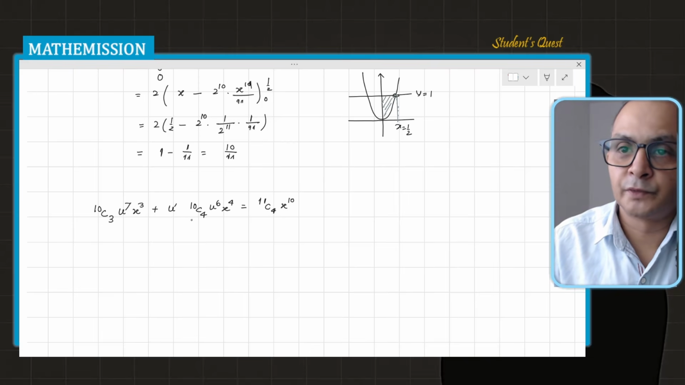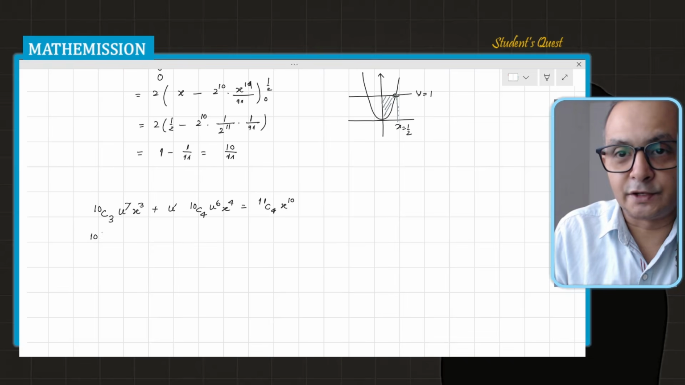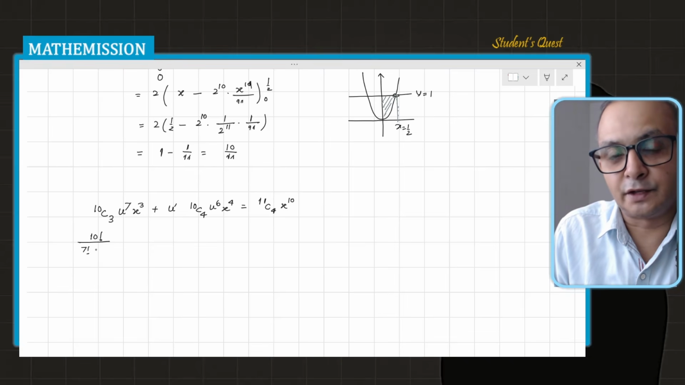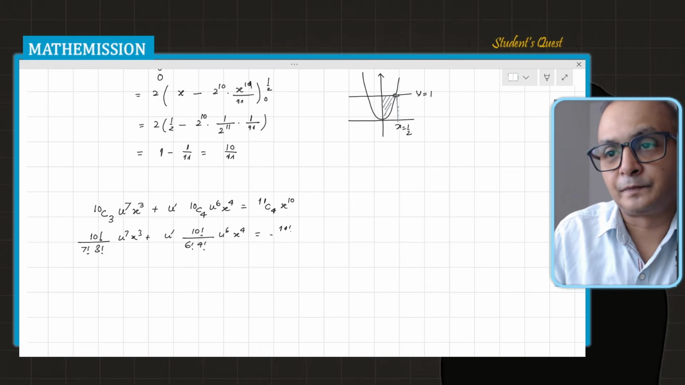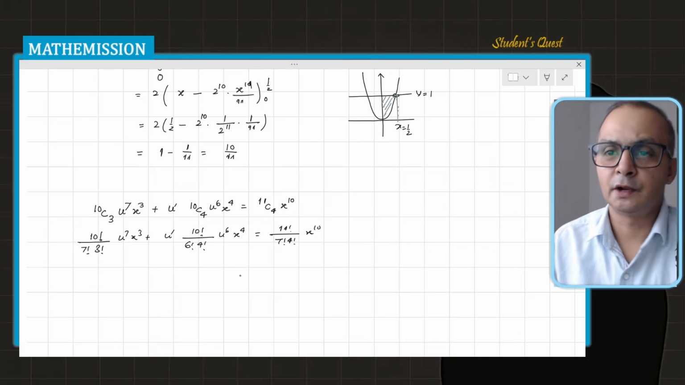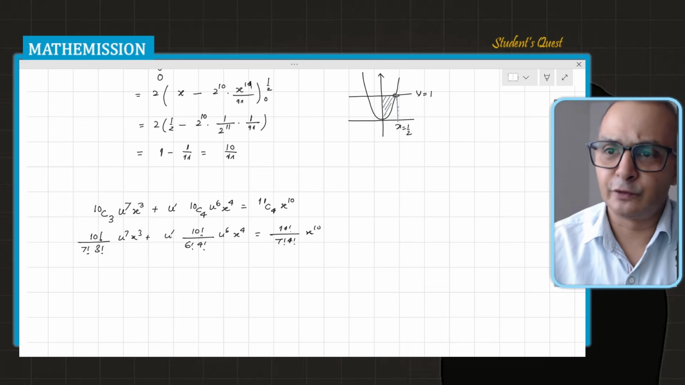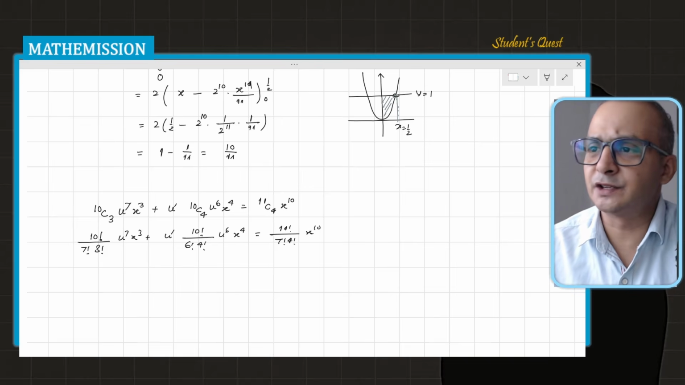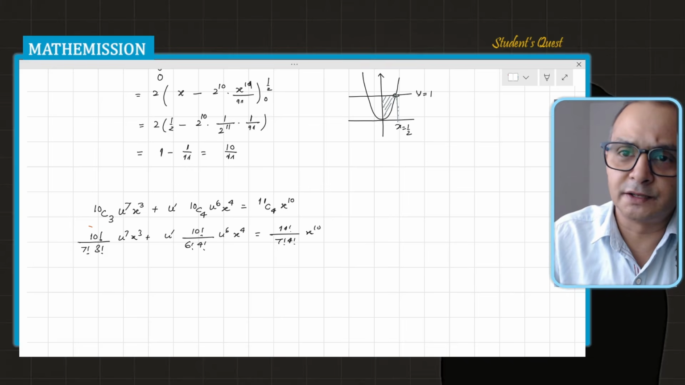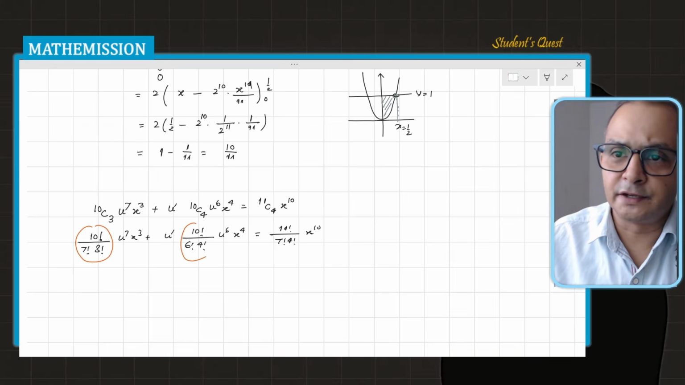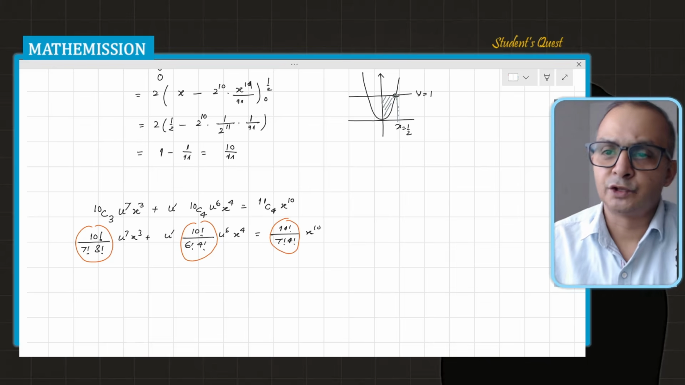It's not difficult. You notice that we can simplify this. So 10 factorial over 7 factorial 3 factorial, u to the power 7 x to the power 3, this is u dash; this is 10 factorial over 6 factorial 4 factorial, u to the 6 and x to the power 4; and this is 11 factorial over 7 factorial 4 factorial, x to the power 10. Now we can cancel and simplify. I'm just going to give the hint. You notice that this constant is there, and this is constant here, and this is constant here. So let's just keep the constants aside.